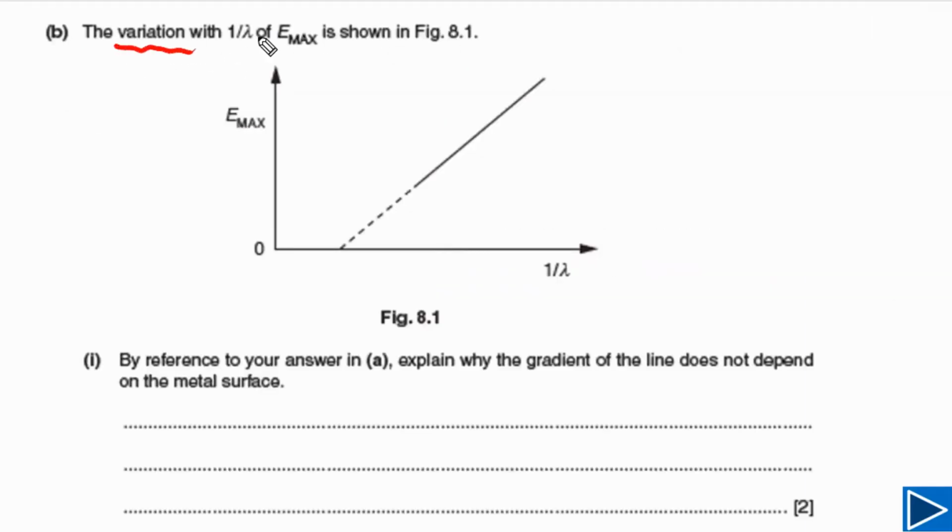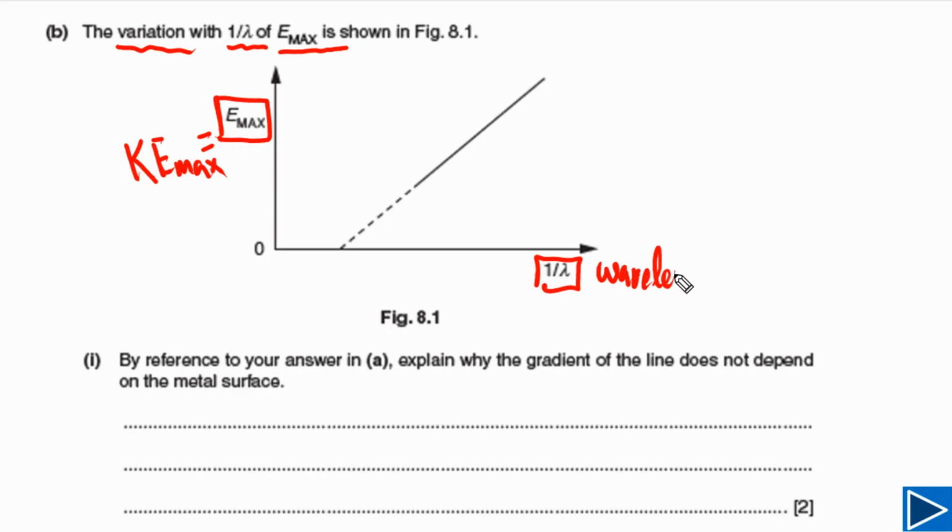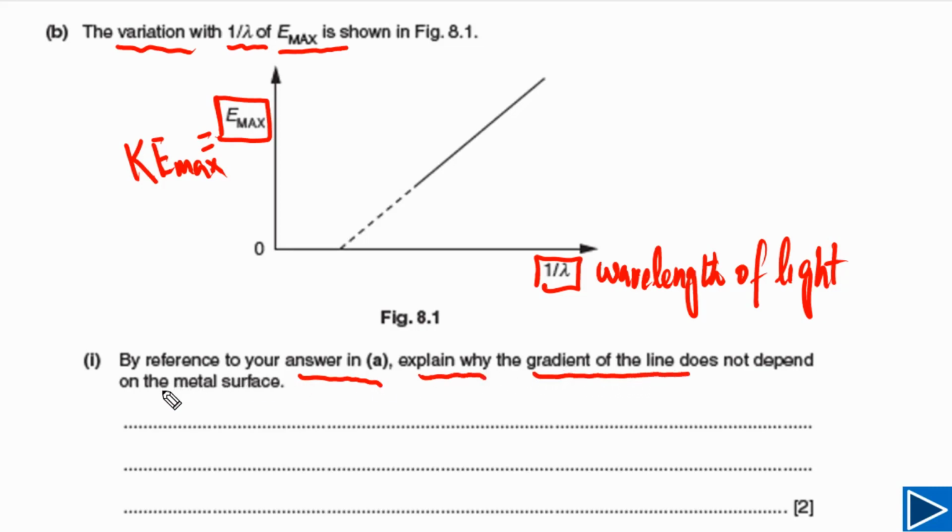For part B, the variation of 1 over lambda with E max is given. E max is on the y-axis, and this is the kinetic energy maximum of photoelectrons. On the x-axis, we have 1 over lambda, where lambda is the wavelength of the incident light. The question is simply asking us to use our answer in part A and explain why the gradient of the line does not depend on the metal surface. Simply, why is this gradient constant for different metals?